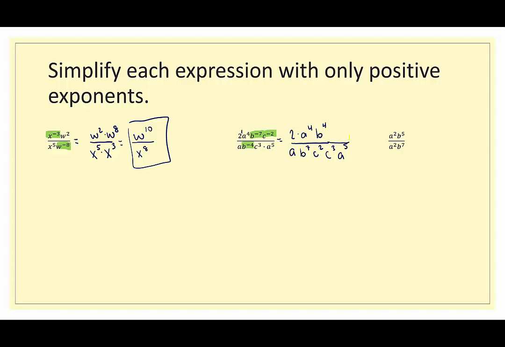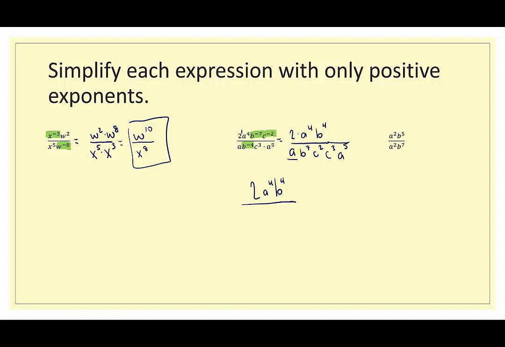Going across the numerator, I don't see any same bases, right? I have a 2 and an a and a b. I'm going to just rewrite those for now, and then I'm going to look to the denominator and combine my same bases down there. This is one where I do this in multiple steps, but you can combine in a single step if you feel comfortable with this.